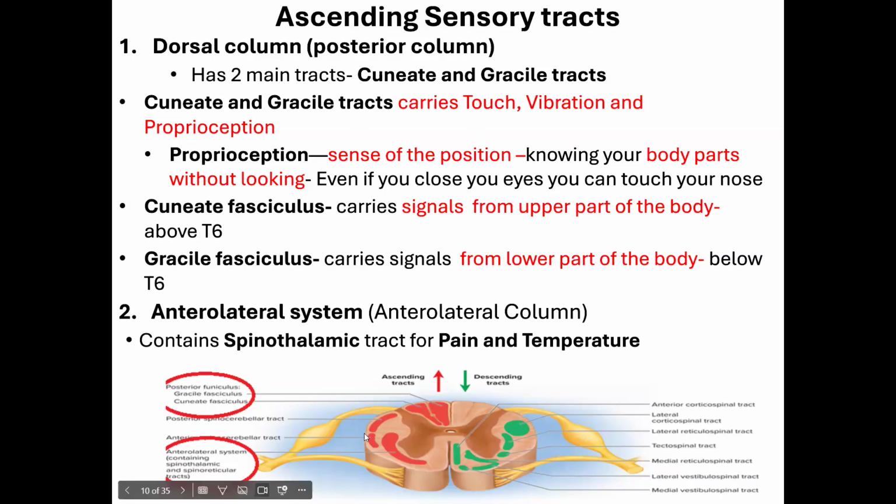And then there's an anterolateral column, which is on the lateral side. That contains a tract called spinothalamic tract, which is a tract for pain and temperature. So if you touch a hot object, something sharp, something painful, these are the tracts which carry those impulses.